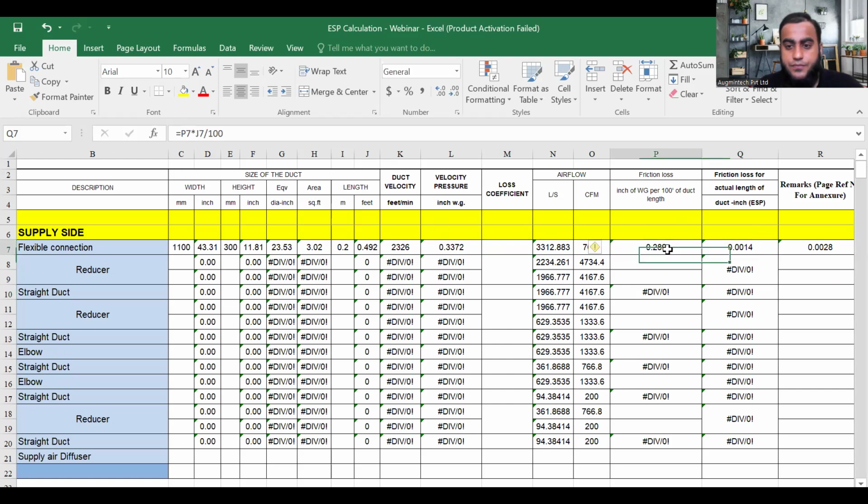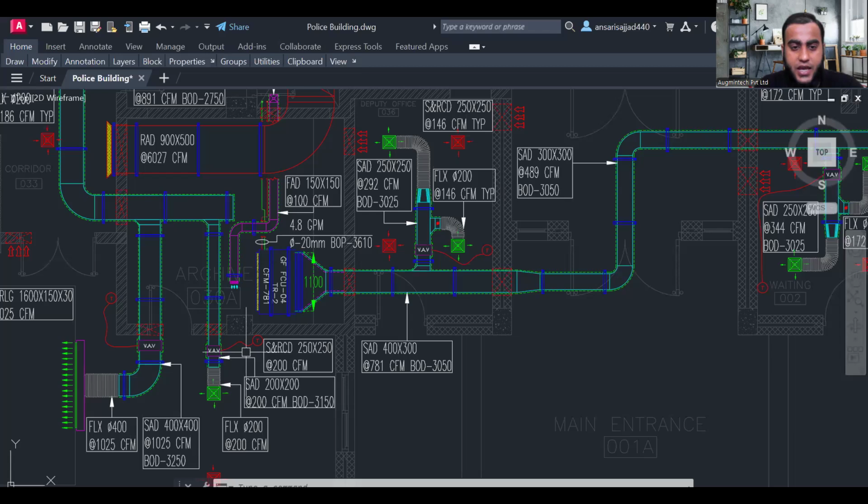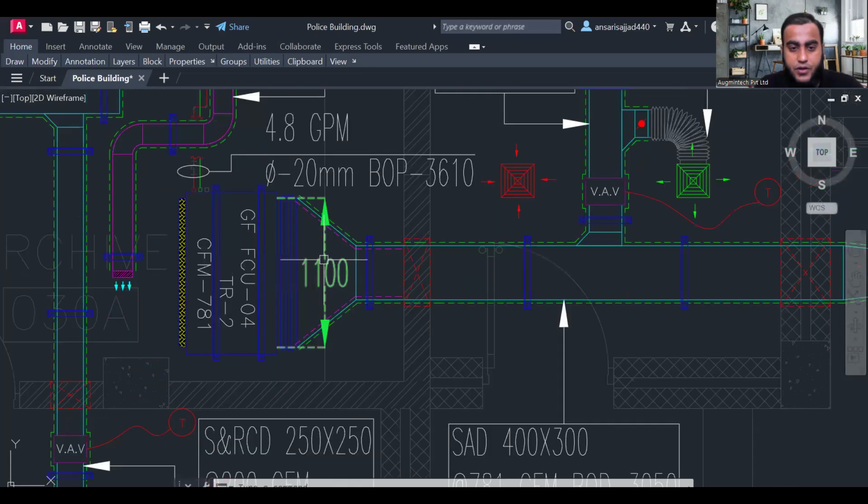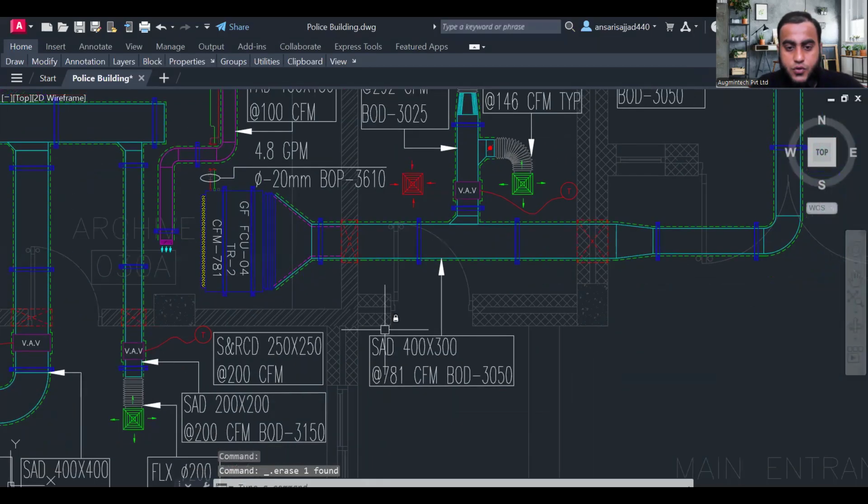Can you see? The formula: 0.109136 into Q to the power 1.9 divided by what? Equivalent diameter DE to the power 5.02. Same formula. So when you see here, everything is written. Now you have to enter the CFM value. So can you tell me from the FCU, how much air we are supplying? Total air. So it is given.